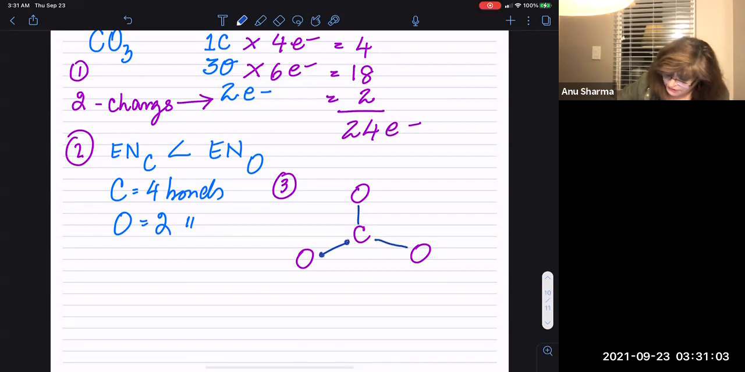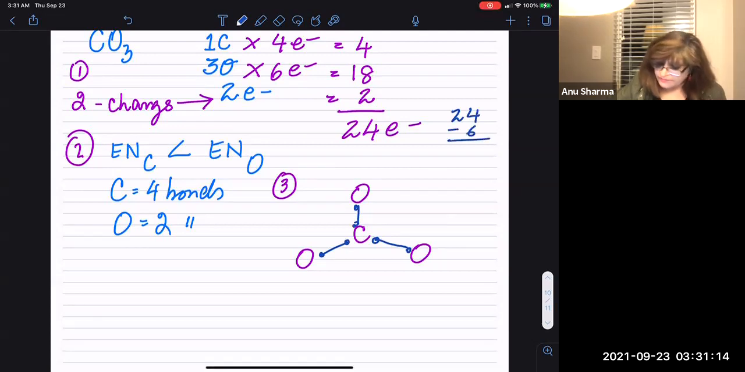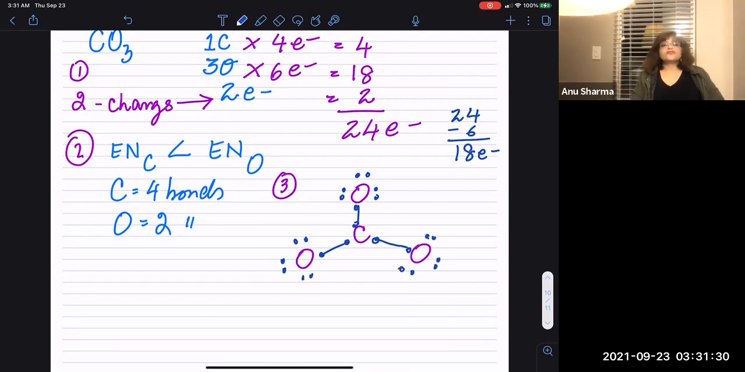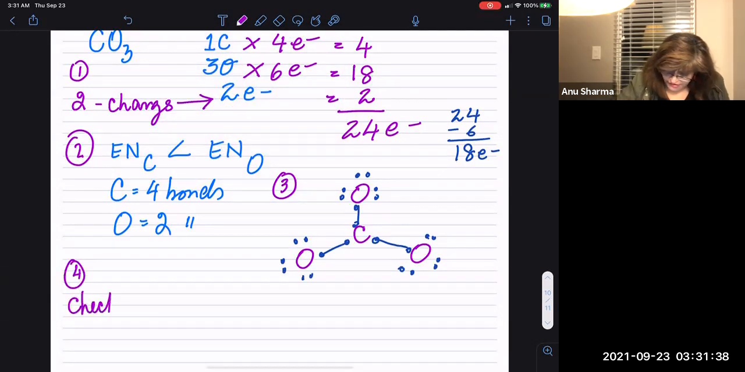How much did we use? 1, 2, 3, 4, 5, 6. 6 electrons got used. So 24 minus 6 is 18. 18 electrons left. So what are you going to do? You're going to add them. 1, 2, 3, up to 18. So all the 18 electrons got used up. Now, what are you going to do? Check for the need to make the bonds.